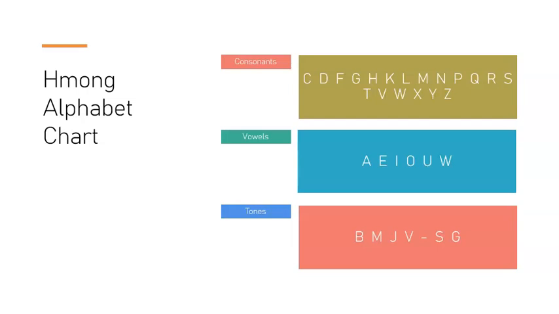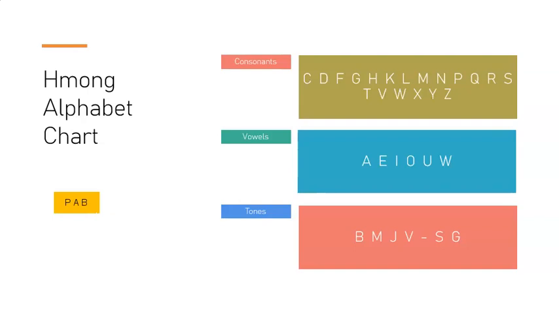Here we have three components of what makes up a Hmong syllable. You have the consonants, the vowels, and the tones. Each Hmong word or each Hmong syllable is made up of a consonant. We're going to use the letter P. A vowel. We're going to use the letter A. And a tone. We'll use the tone B.